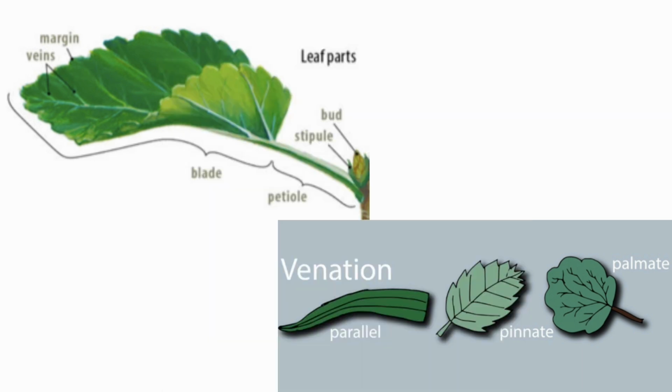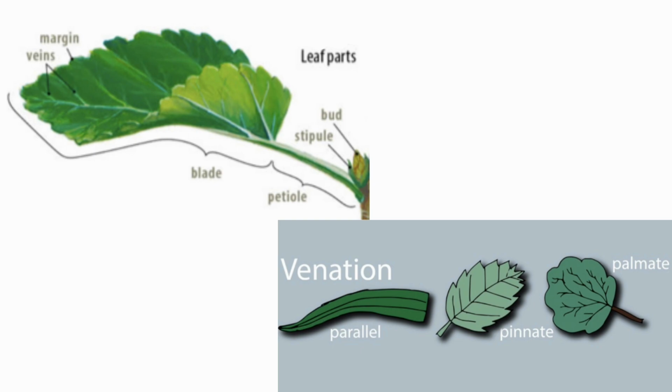Venation. The pattern of the veins within leaves. There are three main types. Parallel venation. The veins are usually parallel to each other along the length of the leaf. Pinnate venation. The veins are in a feather-like pattern, characterized by one midrib with smaller veins extending outward from it. Palmate venation is characterized by two or more major veins extending outward from one point, like the fingers extending from the palm of a hand.